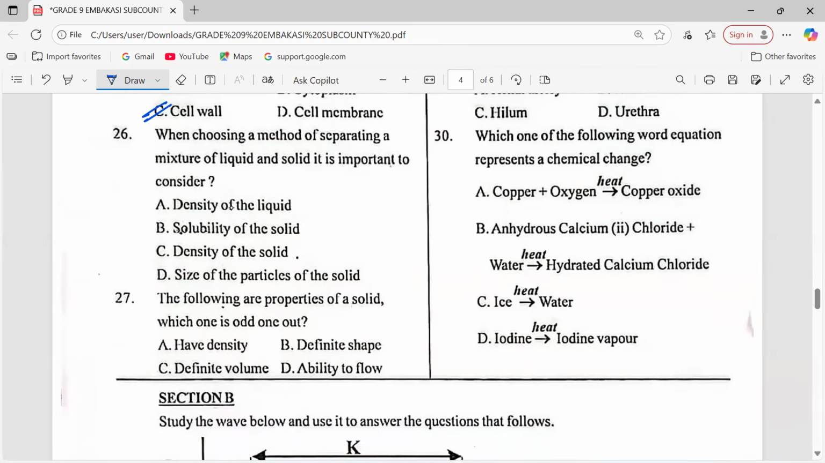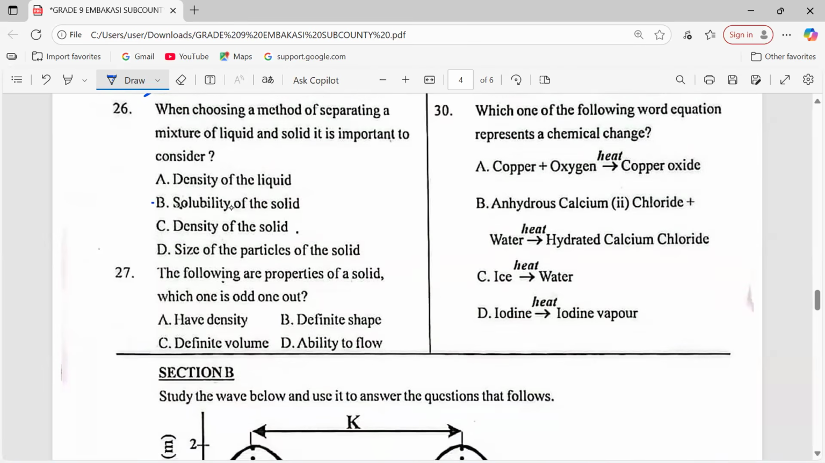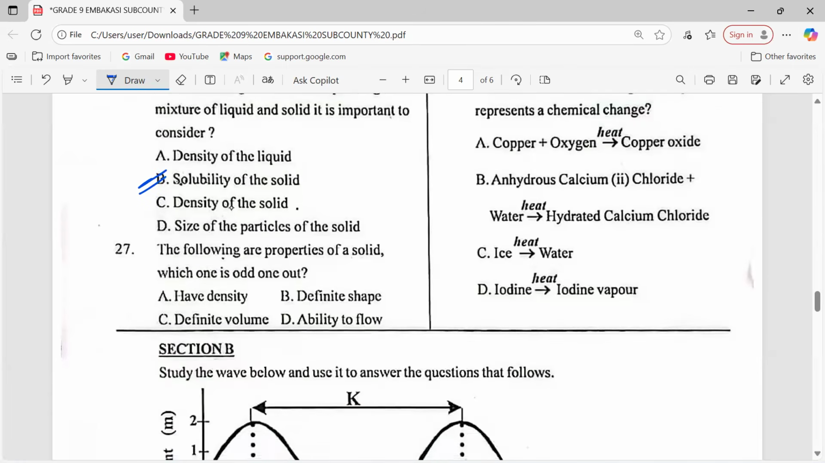Now, when choosing a method of separating a mixture of liquid and solid, it's important to consider density of liquid, solubility of liquid, density of solid, size of particles of the solid. So the most suitable answer here is solubility of the solid. Is the solid able to dissolve in the particular solvent or not?